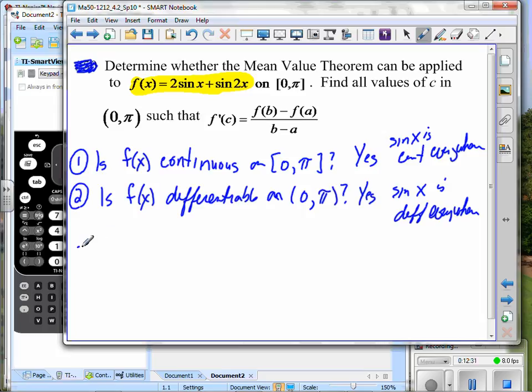Okay. So the only criteria we have are continuous and differentiable. So can we apply the mean value theorem on that? Yeah. There's no other criteria. Remember, we don't have to worry about whether f of a equals f of b. In fact, if f of a equaled f of b, it could be 0, so that's not a part of this one. Okay, so yes, we can apply that. Now, find all values c in the open interval such that this happens.